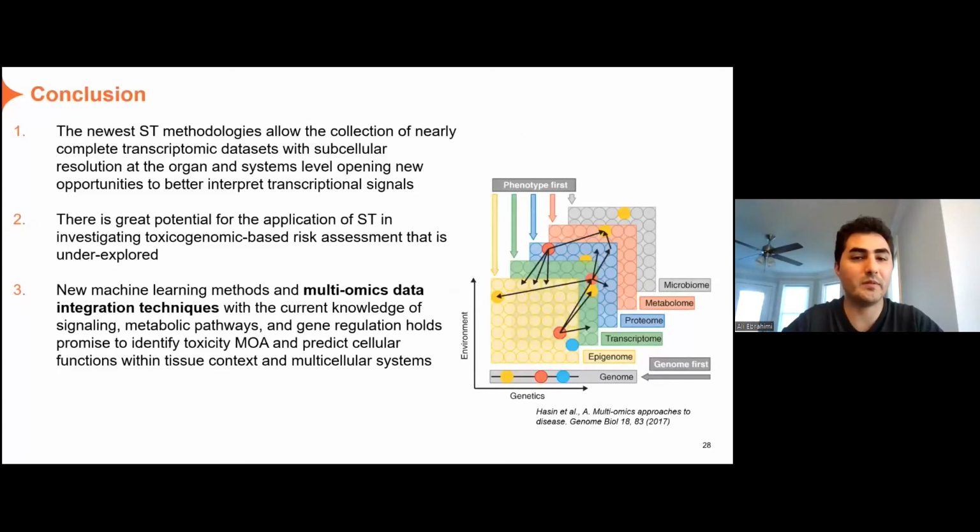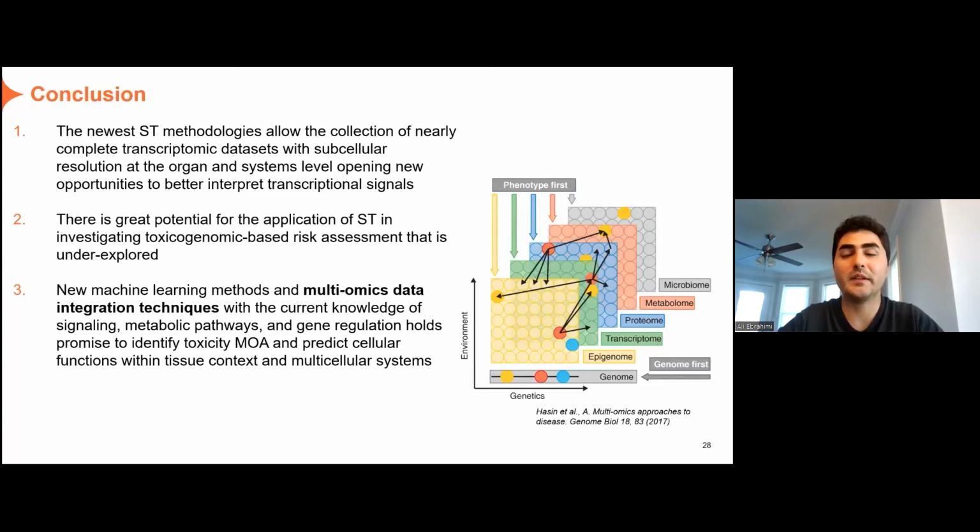Last point, I think we see a great potential for spatial transcriptomics to be used in investigating toxicogenomics-based risk assessment, but this field is still, I would say, under-explored. There are very few studies that explore these sorts of endpoints, and I think there is a lot more work that can be done in this area.